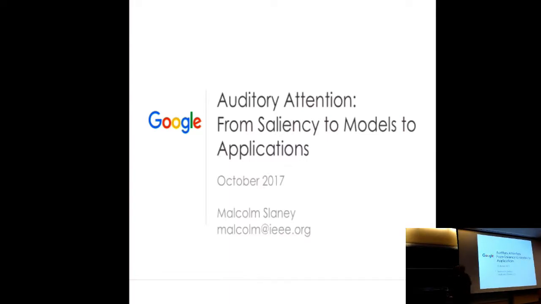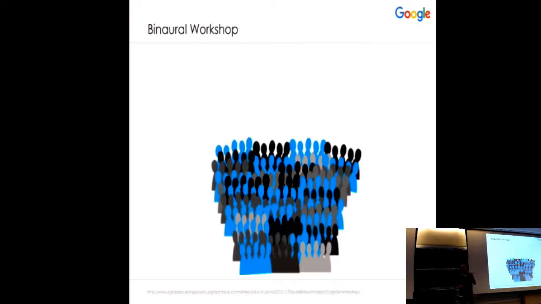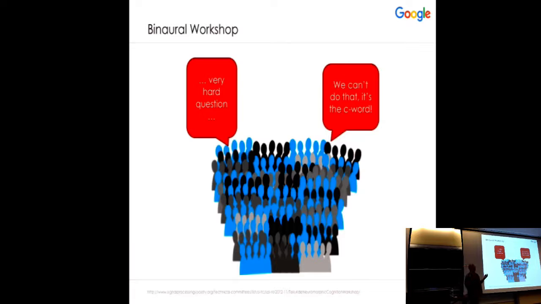I'm trained as a signal processor, but I've been doing auditory perception in modeling, both in industry and academia for my entire career. I've been very lucky. But I'd like to start off with this slide because many years ago I was at a binaural workshop, and we had all the best people in the world at binaural hearing there. Whenever anybody asks a very hard question, we talk about it for a few seconds or a few minutes, and then someone invariably would raise their hand and say, we can't do that, that's the C word. And for this group, the C word meant cognition and cortex.